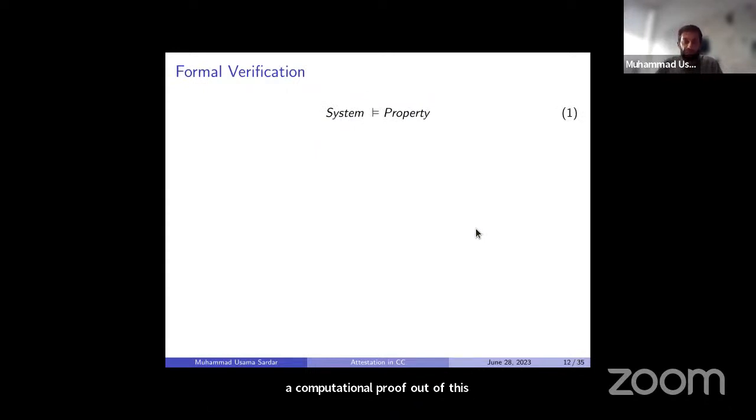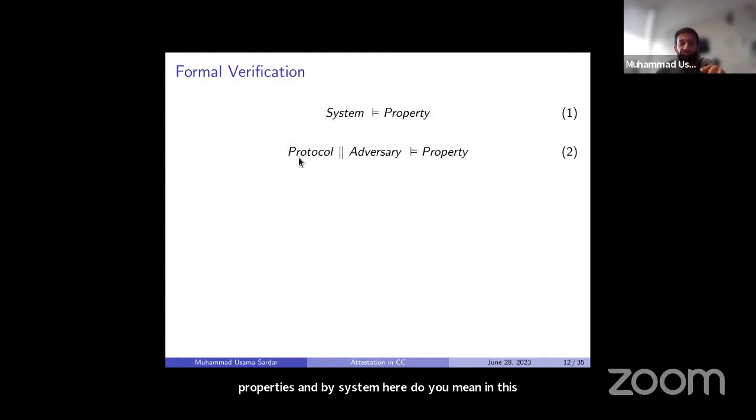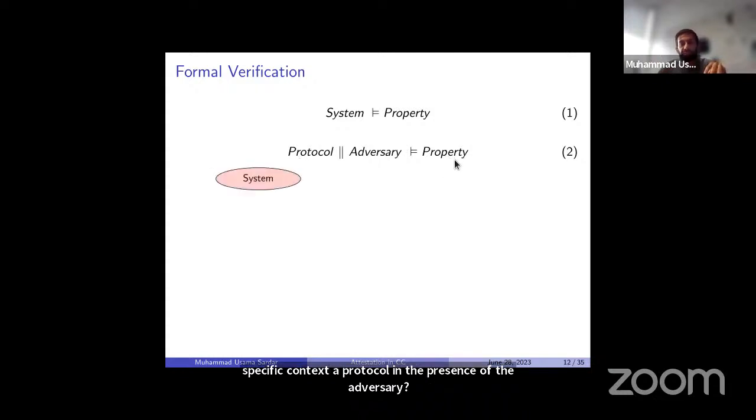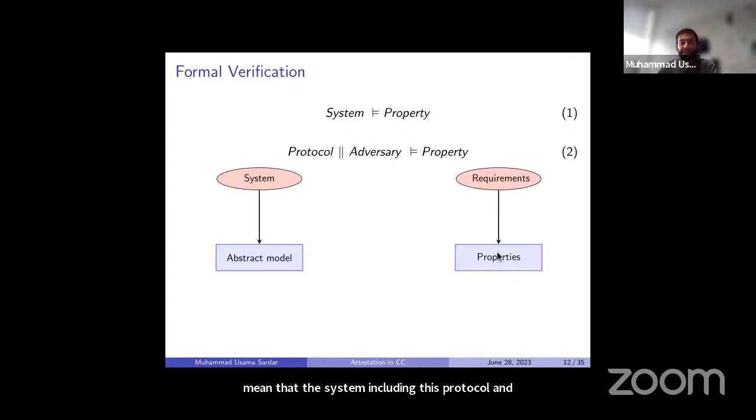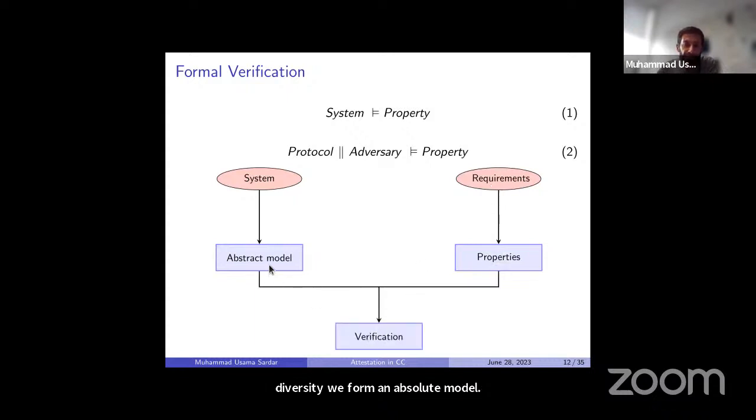Right. So just to take everyone on board, in formal verification, we verify that the system satisfies some properties, and by system here we mean, in this specific context, a protocol in the presence of the adversary satisfying a specific security property. This would mean that the system, including this protocol and the adversary, forms an abstract model. The requirements we formalize as properties, and then we verify whether this model satisfies these properties or not.